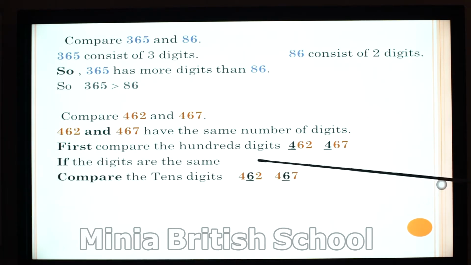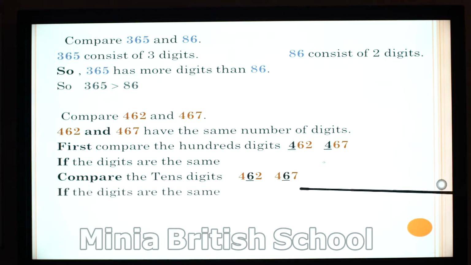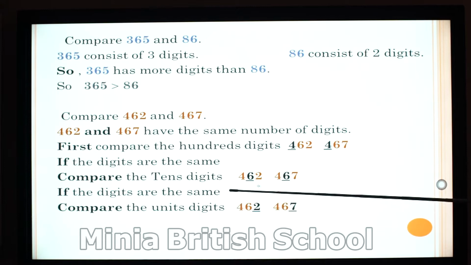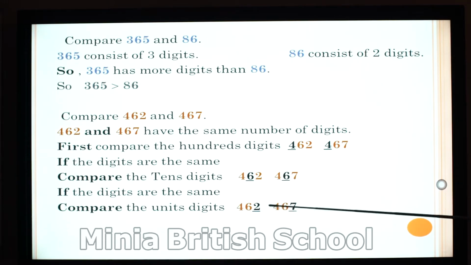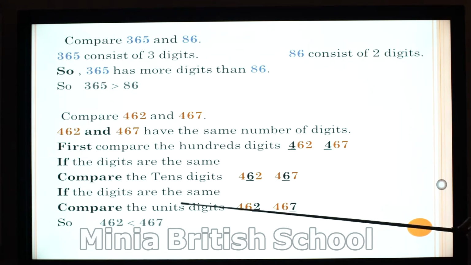Second, compare the tens digits. Here 6 in tens, here 6 in tens. The last one, if the digits are the same, compare the units digits. Here 2 and here 7. 2 is smaller than 7, so the number 462 is smaller than 467.